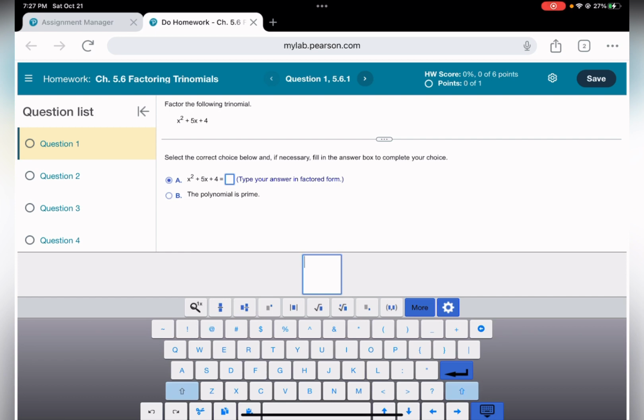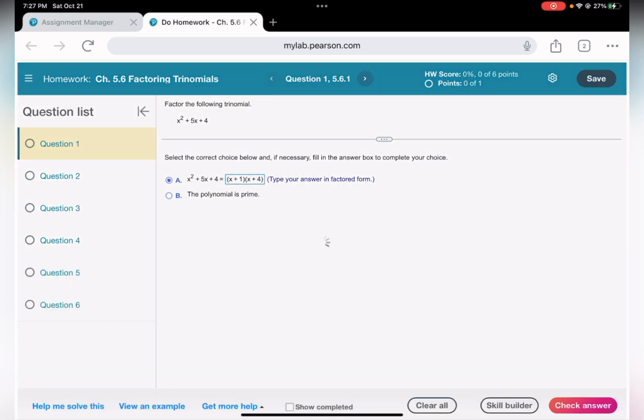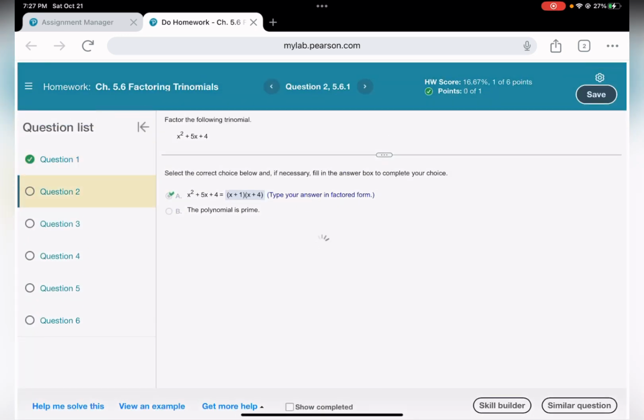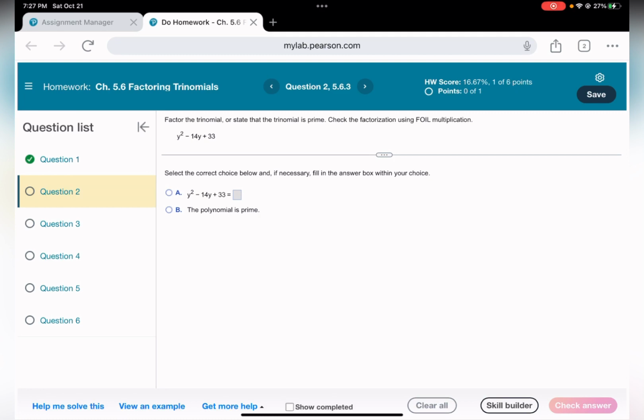Okay, I need to put parentheses. X plus 1. Oh, uppercase. It won't recognize uppercase. Might be case sensitive. X plus 1, and then second parenthesis, x plus 4. Very good. Moving to next question.